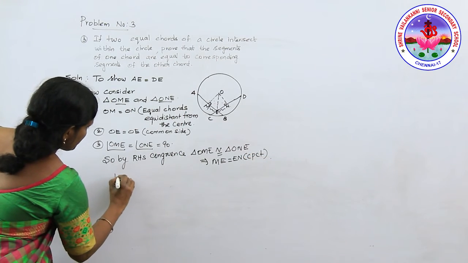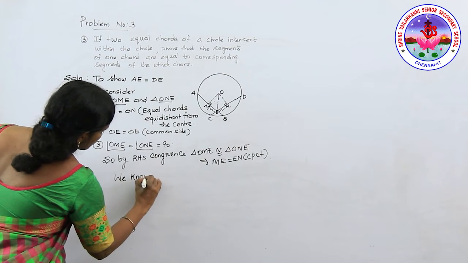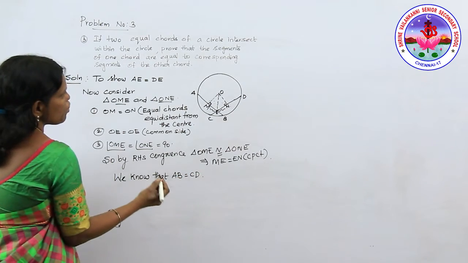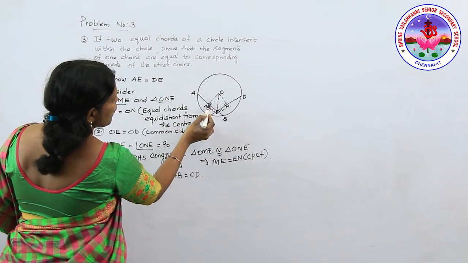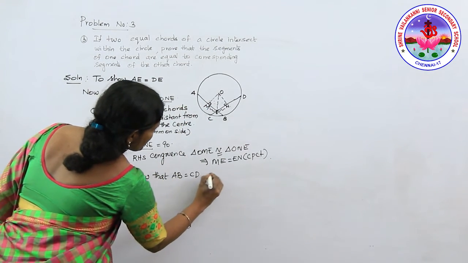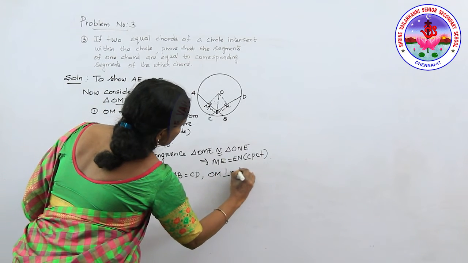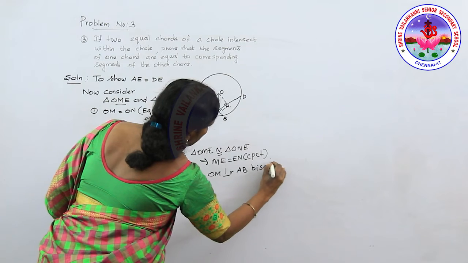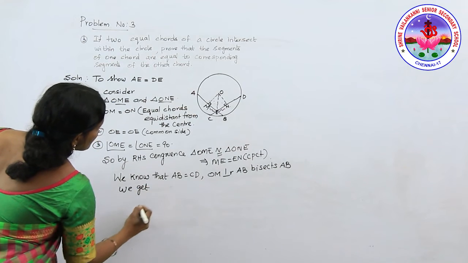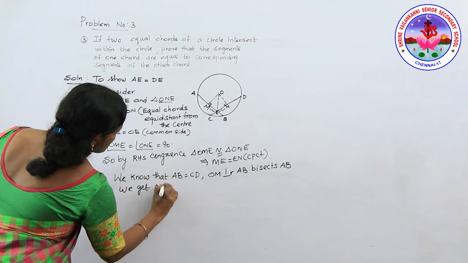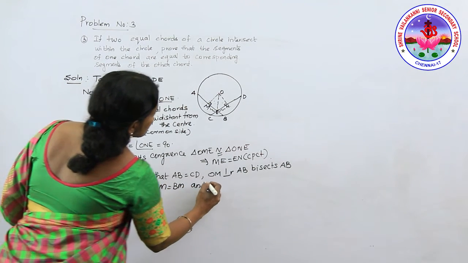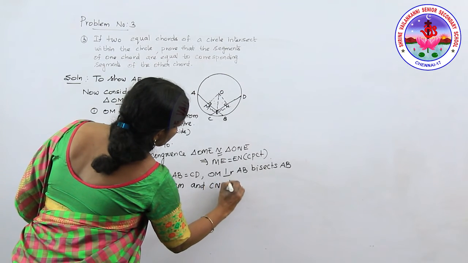Now we know that the chords are equal. So I am writing AB is equal to CD. Also we know that this perpendicular line bisects the chord AB. So we get, perpendicular to AB bisects AB by the property. We get AM is equal to BM. Similarly, CN is equal to DN.